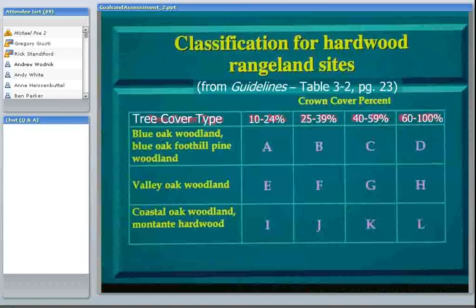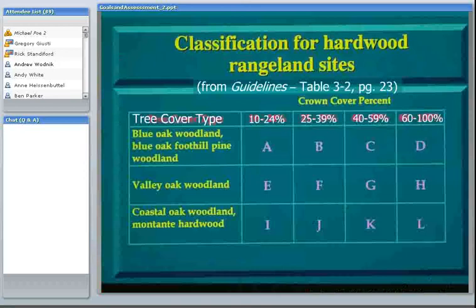In your book there, we have a table that gives some pretty general ideas about the possible outputs of different enterprises on your property. And we break it out by broad oak woodland cover type: blue oak woodland or blue oak foothill pine woodland, valley oak woodland, and coastal oak woodland or montane hardwoods. Those would also include interior live oak or black oak woodlands.